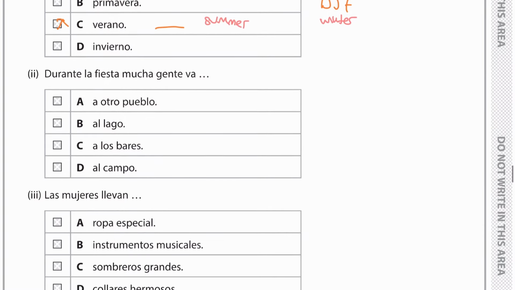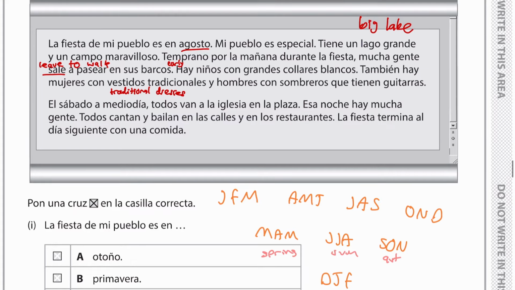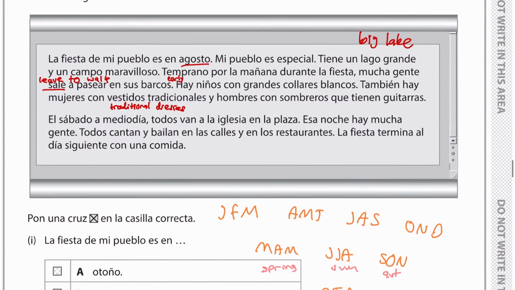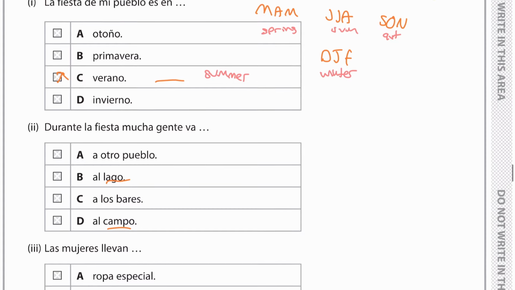Durante la fiesta, mucha gente va a... Okay, they mentioned lago, they mentioned campo, they mentioned varios otro pueblo. Let's keep reading, I think. Okay, many people during the festival sale a pasear en sus barcos. Barco is boat, so which one's it going to be? Al lago, I think, in the lake. The closest thing to a boat here is going to be the lake. So I believe it's going to be B, lake.